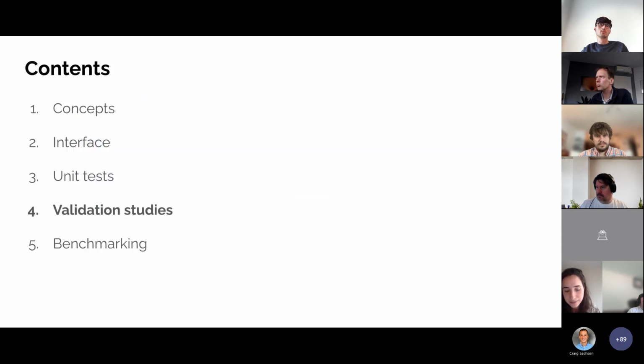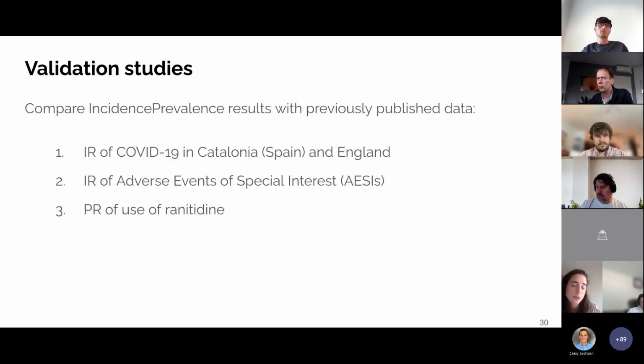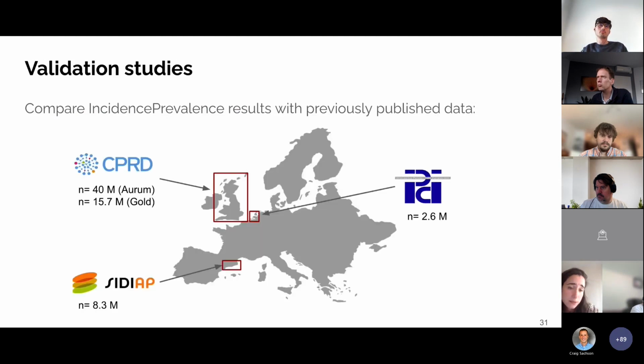So besides testing the package internally, we also performed different validation studies, and this was just to make sure that the estimates we were generating were accurate. And to do that, we compared the package results with those previously published. So we did 3 different validation studies using data from CPRD Aurum, CPRD Gold, IPCI, and CDAP.